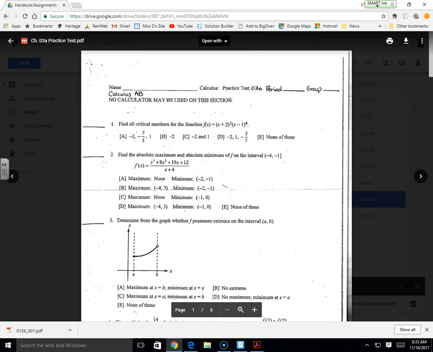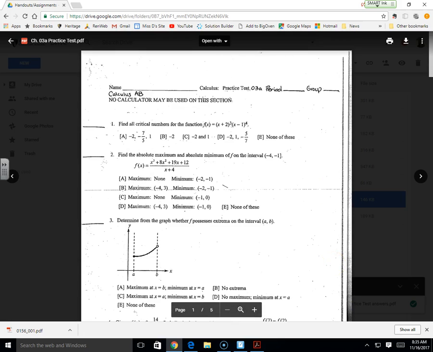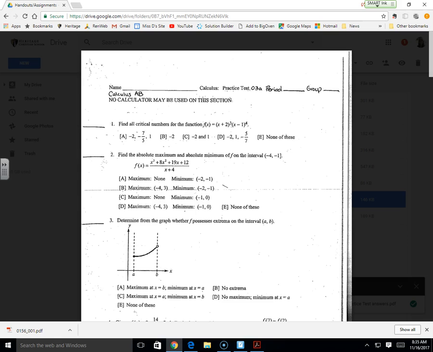So we're going to go ahead right now and find some questions. These are just practice multiple choice. Practice test. Let's go find some that have MVT, Rolle's, or absolute extrema.